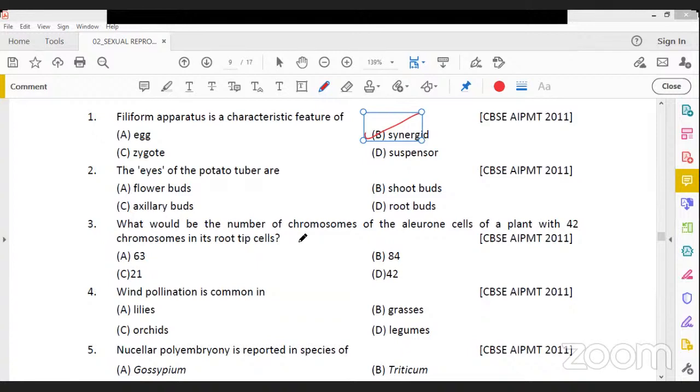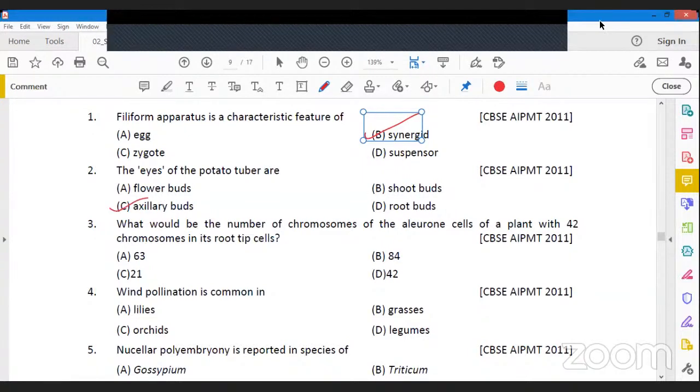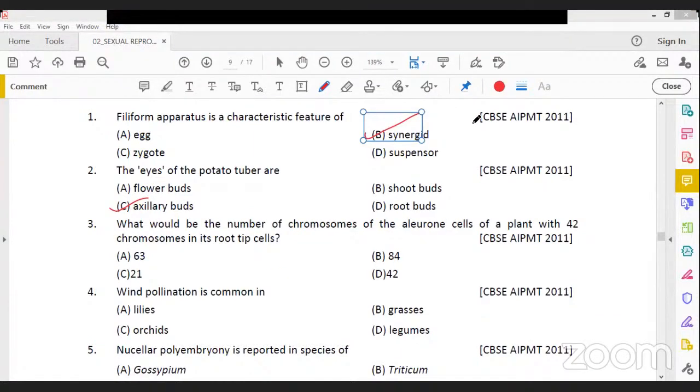Then, the eyes of potato are basically axillary buds. They are not shoot buds, they are axillary buds. Why? Because the region where the eyes are found is considered as the node, and the space between the nodes is considered internodes.